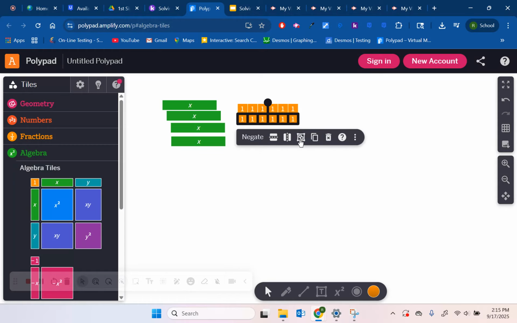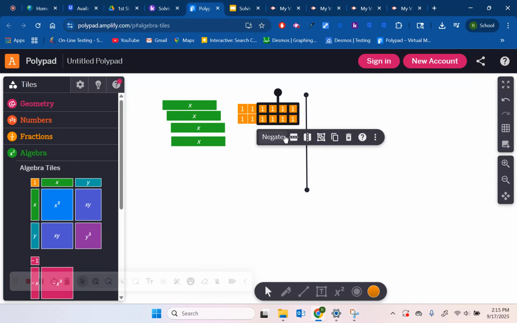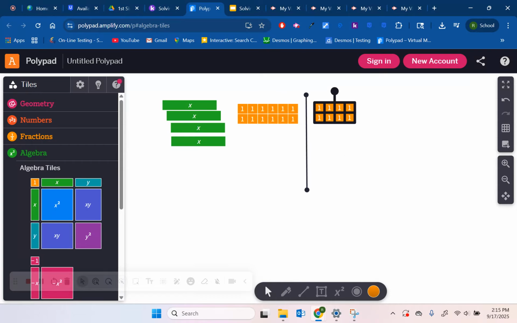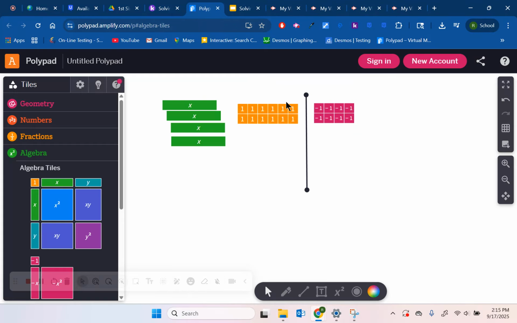Copy, bring it right here. And then this guy is negative 14, right? Or negative 8, I'm sorry. Copy, bring them over, and then make them negative. So does that match my picture? Yes, but it's a less than or equal to symbol. So I'm going to put that less than or equal to.